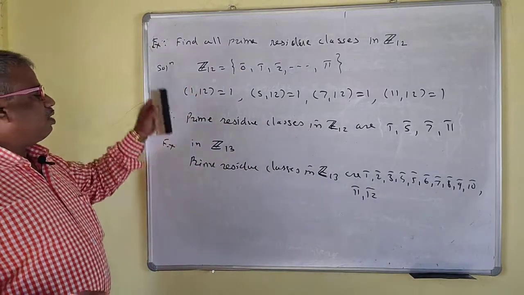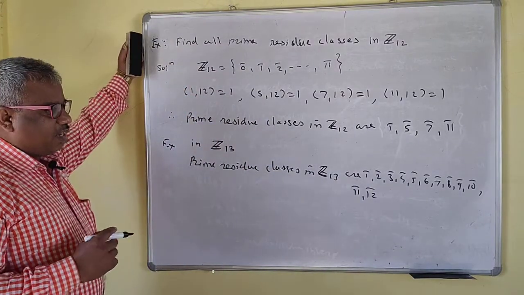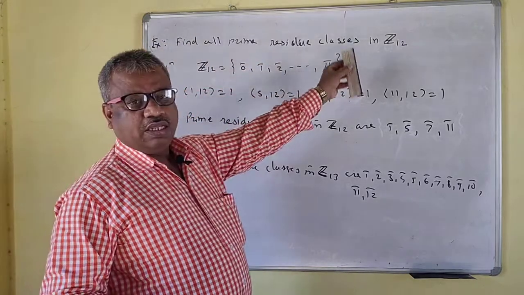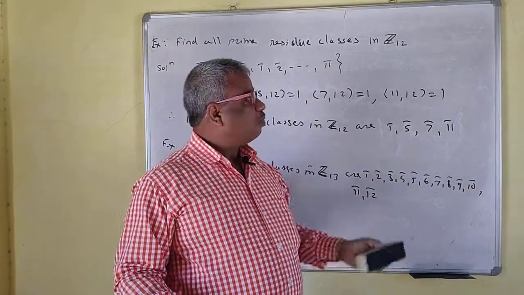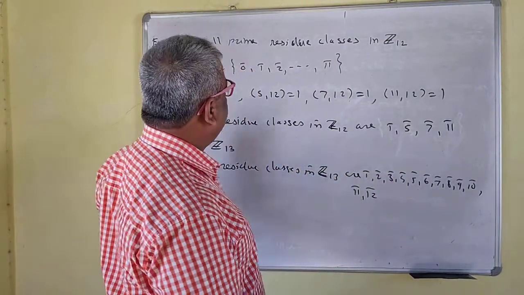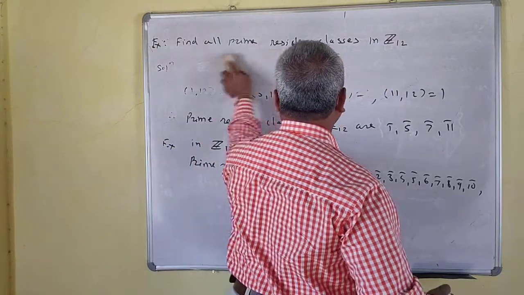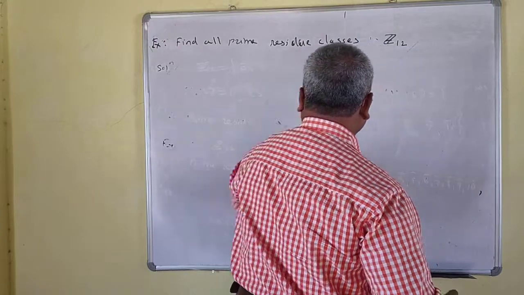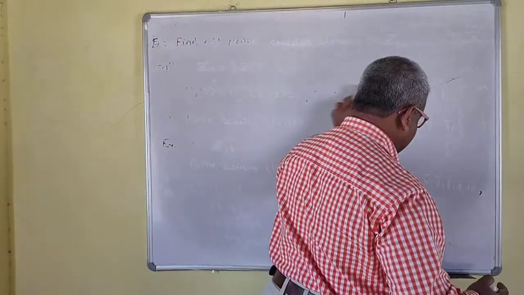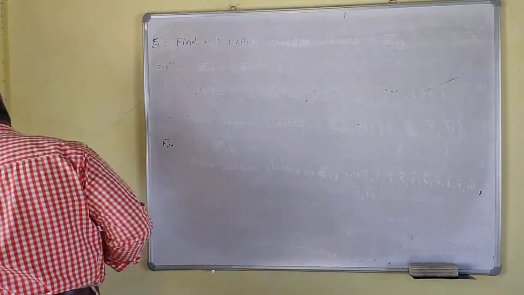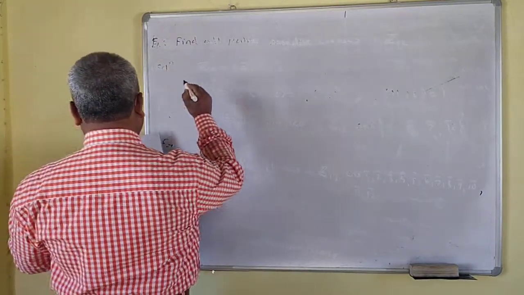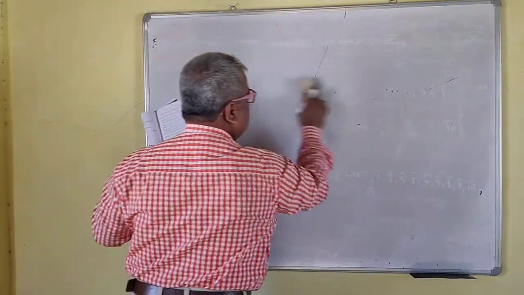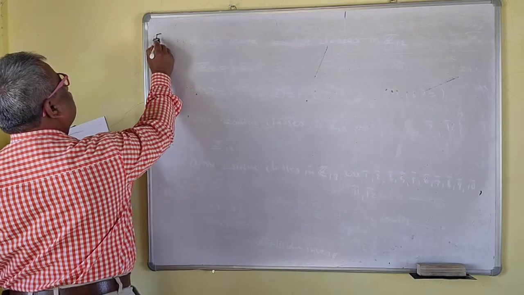Similarly, you can find them in Z14, Z15, and so on. Try to find prime residue classes in Z5, Z6, Z7 up to Z15. I hope that you can find this. We'll take the next problem. Next example.